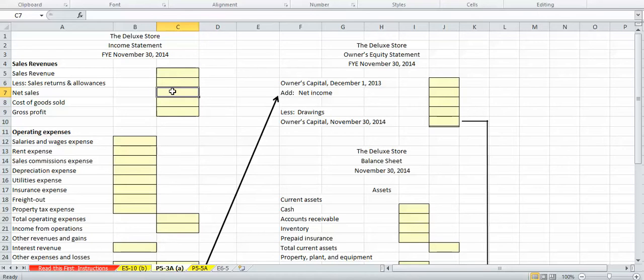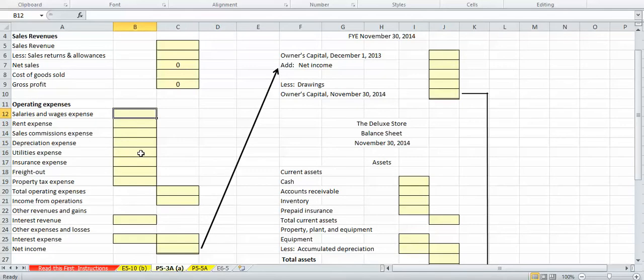So if we're going to calculate this, so this is given, and net sales most likely not given, but you're going to subtract returns and allowances from sales revenue, and your gross profit will be this figure minus this figure. So if you double click on it, it'll actually show you those two cells.